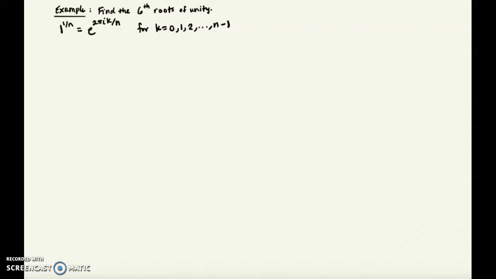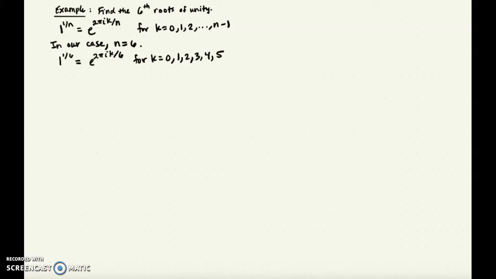And we stop at n minus 1 because if we went on to let k equal n, we would just repeat all the same roots again. Okay, so for the sixth roots of unity, in our case, n equals 6, because we're finding the sixth roots. So we're trying to compute 1 to the 1/6, which is going to be e to the 2 pi i k over 6, where k goes from 0, 1, 2, 3, 4, and ends at 5. Okay, because that's n minus 1. N is 6, 5 is n minus 1.